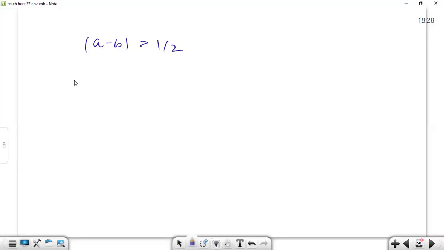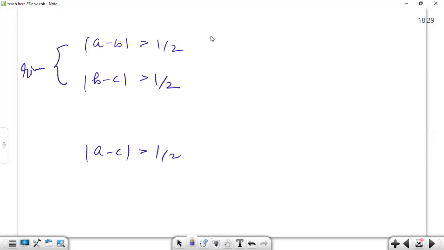So it is given that A minus B is greater than half and B minus C is greater than half. Now we have to check whether A minus C is greater than half or not. So let's take A and B as per our convenience as these conditions are given. Let's take A as 3 by 2 and B as 1 by 2, simply.